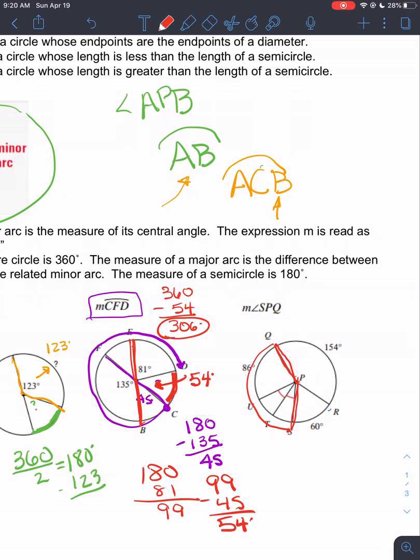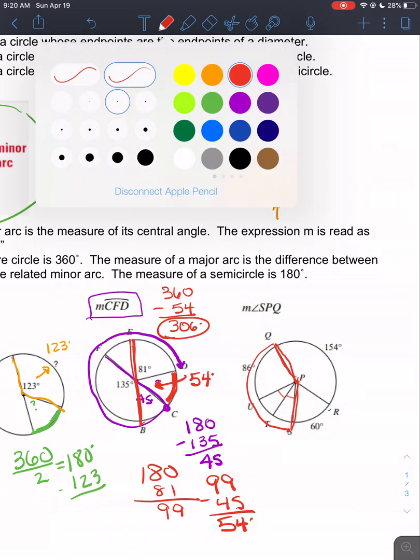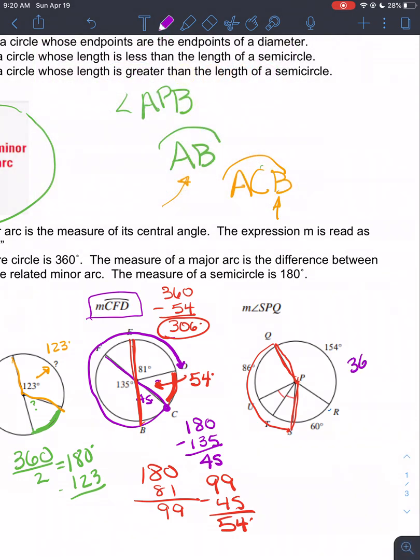So we're going to start with 360 degrees. We're going to subtract the 154. We're going to subtract the 60. And we're going to subtract the 86 and see what we have left over. So I'm going to grab my calculator. 360 minus the 154 minus the 60 minus the 86. It looks like we have 60 degrees left over.